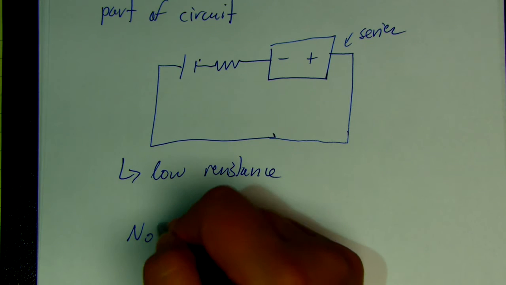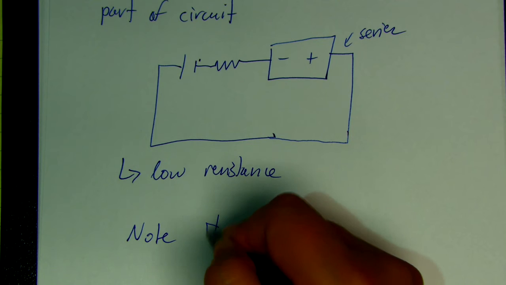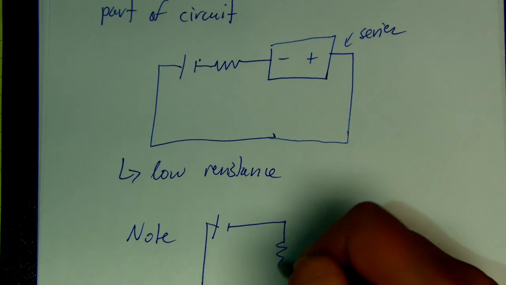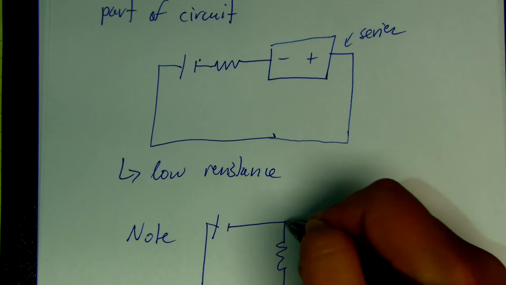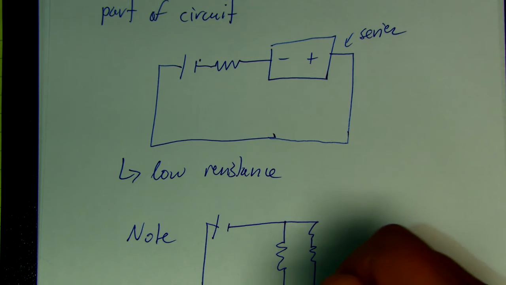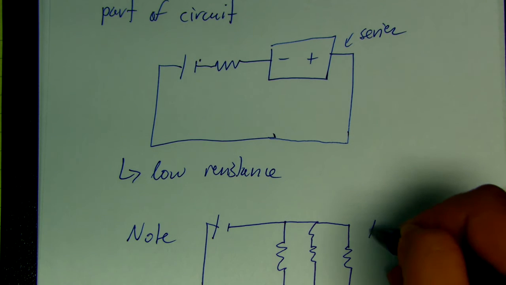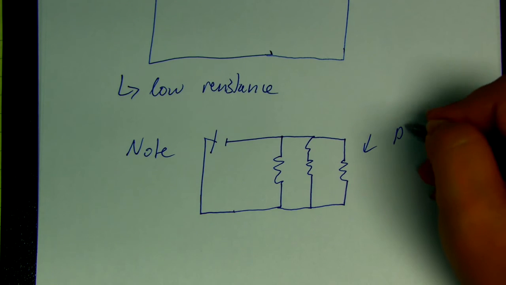And if you've got, say, a parallel circuit, so the current is branching in 3 directions, then what you would do is you'd put it where you want to measure current.